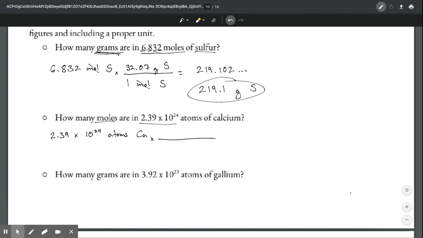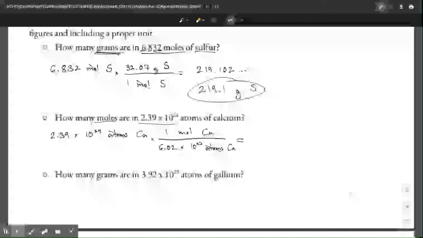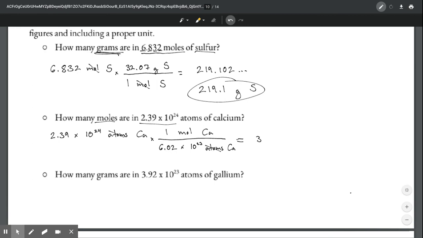And again, matching atoms to atoms, we use Avogadro's number of 6.02 times 10 to the 23rd atoms of calcium for every mole of calcium. And then that'll be the end of our conversion because atoms cancel out and we're left with moles. And so those numbers divided out end with 3.970 and so on. But again, with 3 sig figs, we have 3.97 moles of calcium as our final answer for that problem.